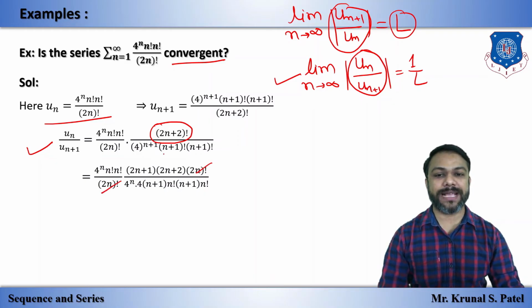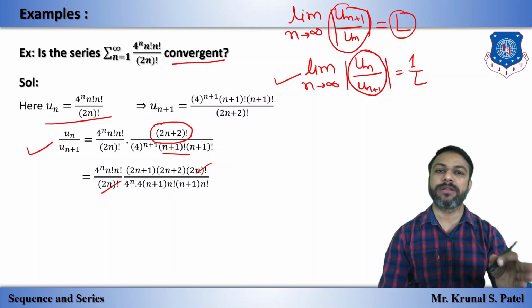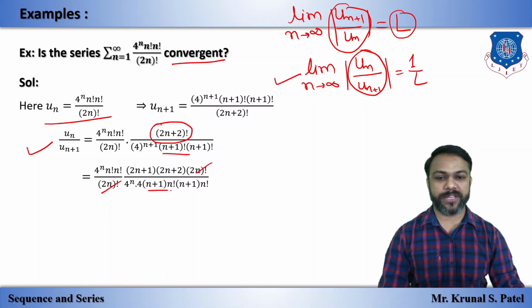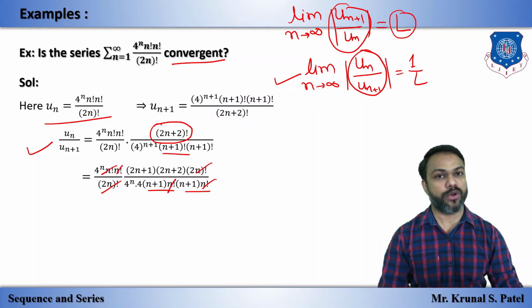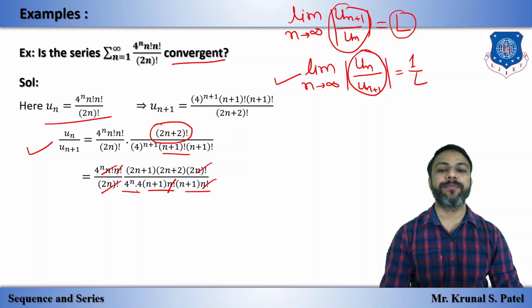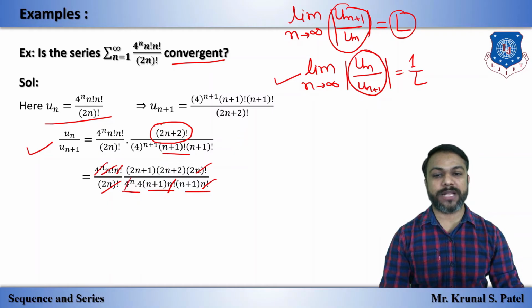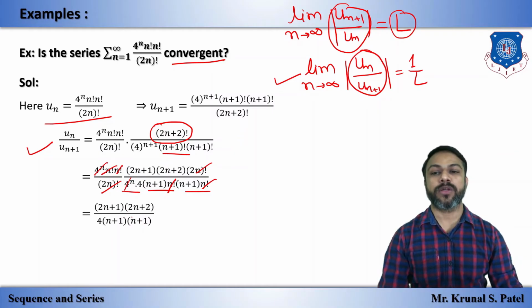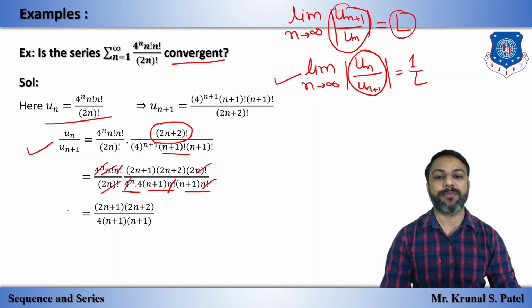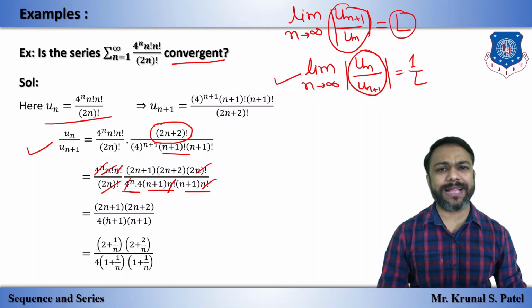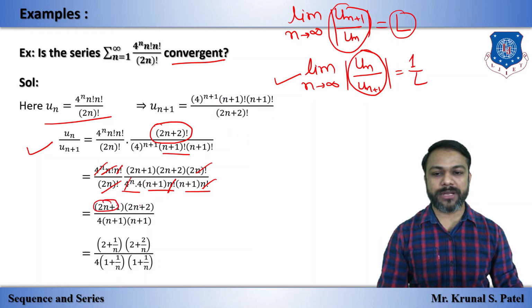Similarly, (n plus 1) factorial is (n plus 1) into n factorial, same in the second term, (n plus 1) into n factorial, so here this and this, we can cancel out the n factorial. And 4 raised to n plus 1 is written as 4 raised to n into 4, splitting the base, so 4 raised to n is also cancelled out. So the remaining term is this, and this is our un upon un plus 1. Now if we take n common, we have these two terms, and the same in the denominator, so n square cancels out, and we have this.